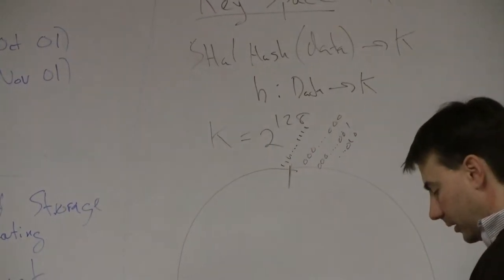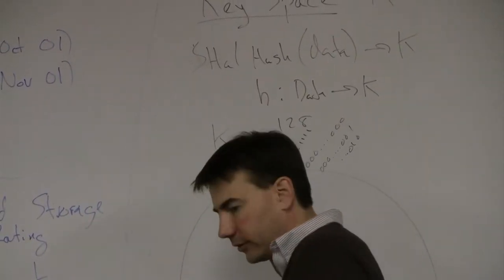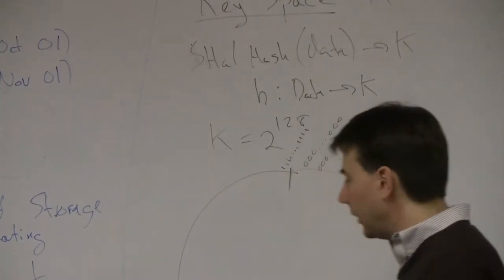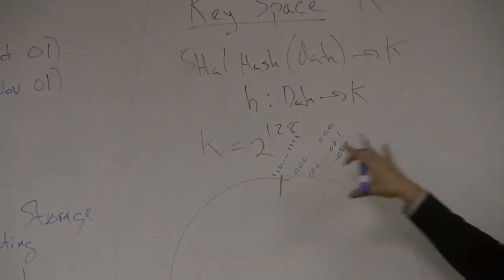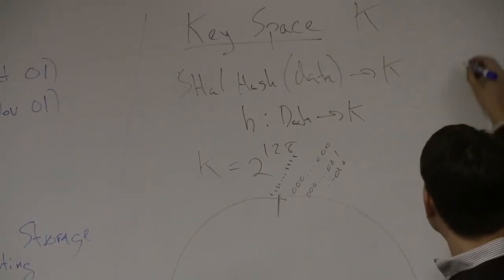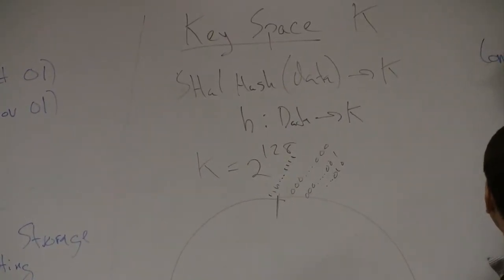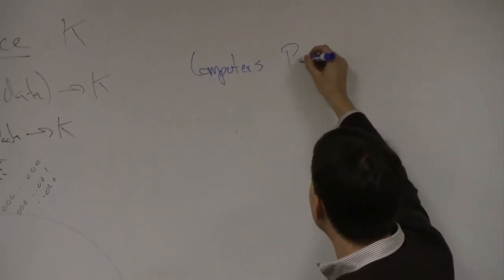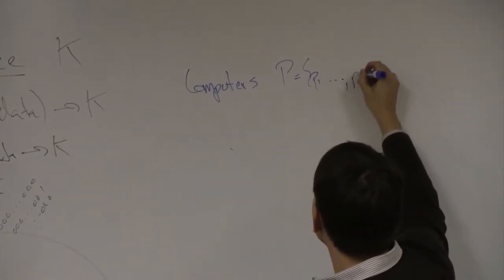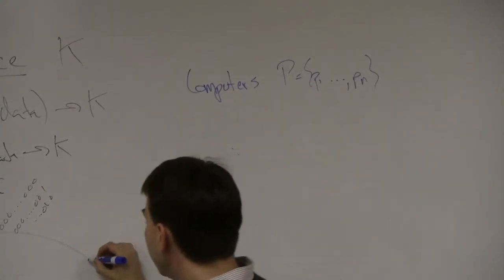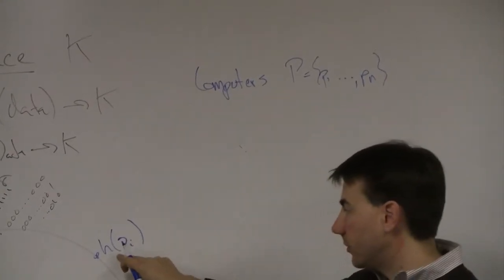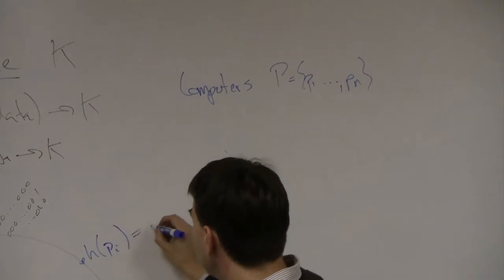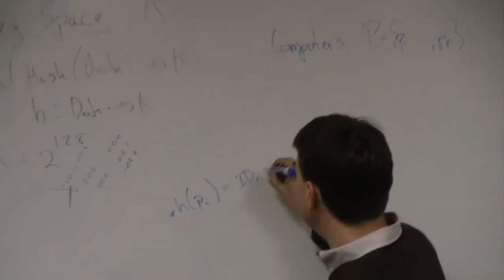Then you're going to have different computers on this network. So you're going to have data and computers, and they're both going to live in this key space. You're going to have a set of computers. Let's call them P1 up through PN, say. This may be the location of Pi, so it will be hashed here, and let's say it has ID I.